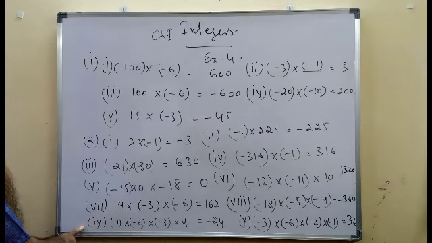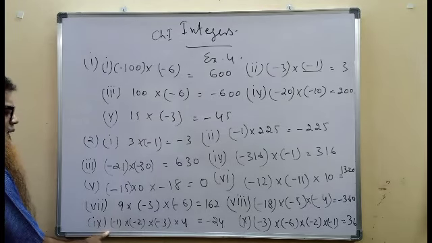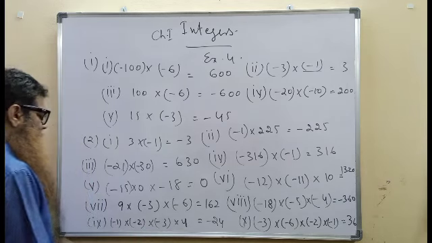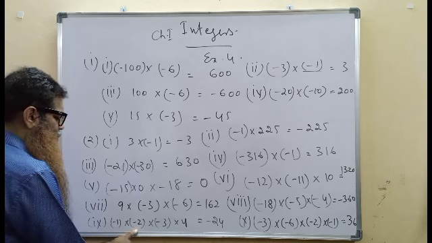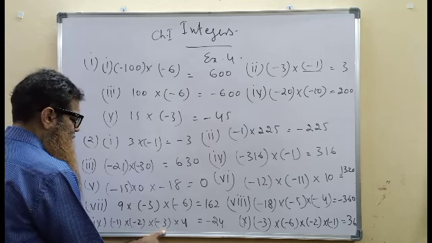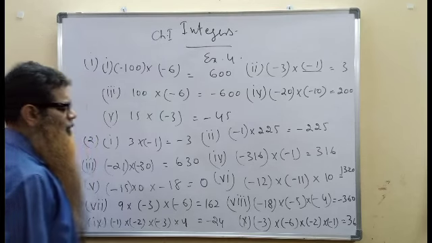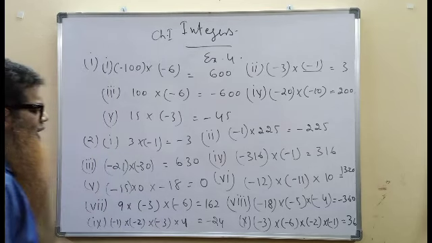In the 9th bit, there are three negative integers and one positive integer. The result will be a negative integer. Minus 1 into minus 2 is 2. 2 into minus 3 is minus 6. Minus 6 into 4 is minus 24. So ultimately the result is a negative integer.